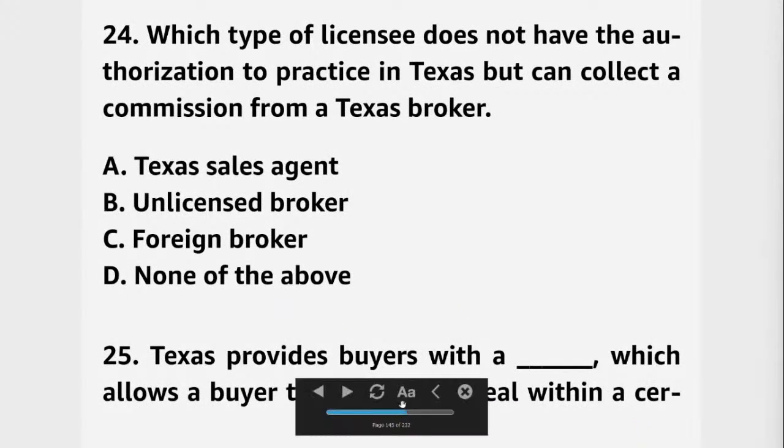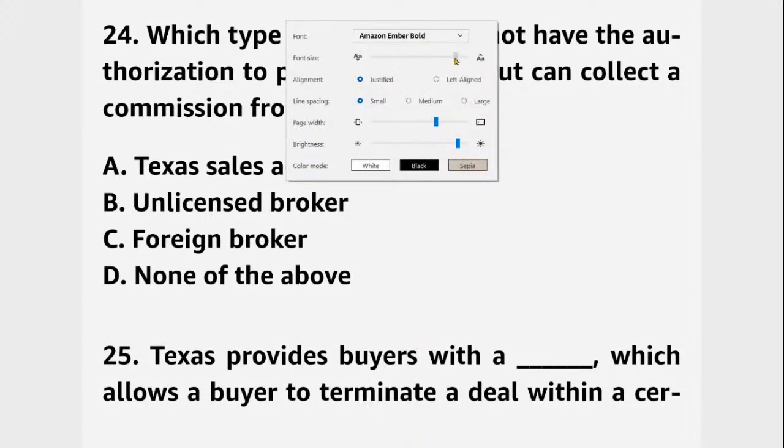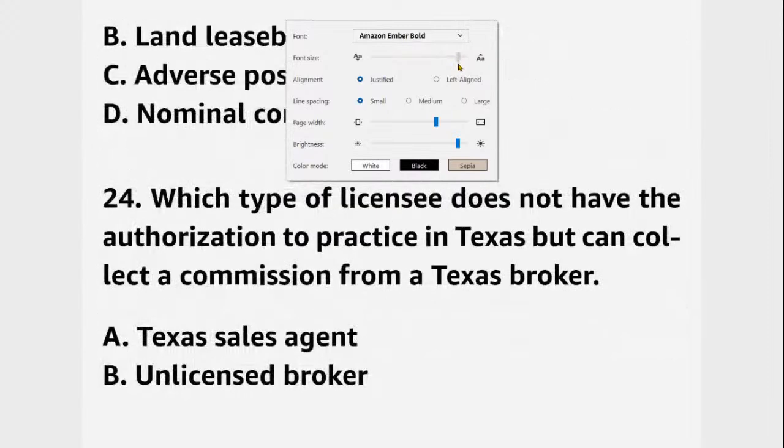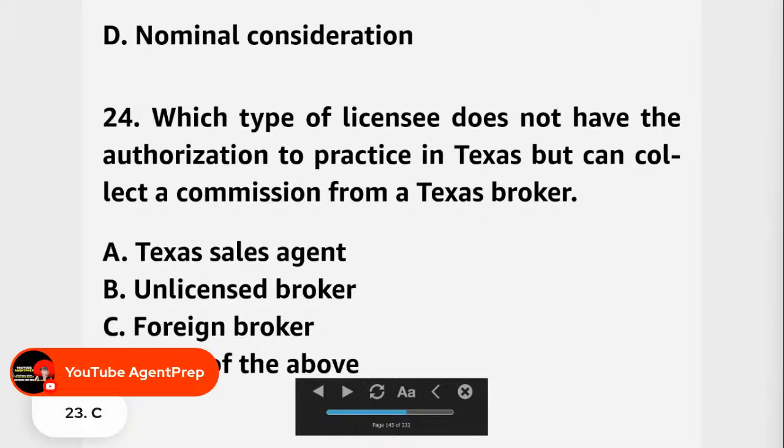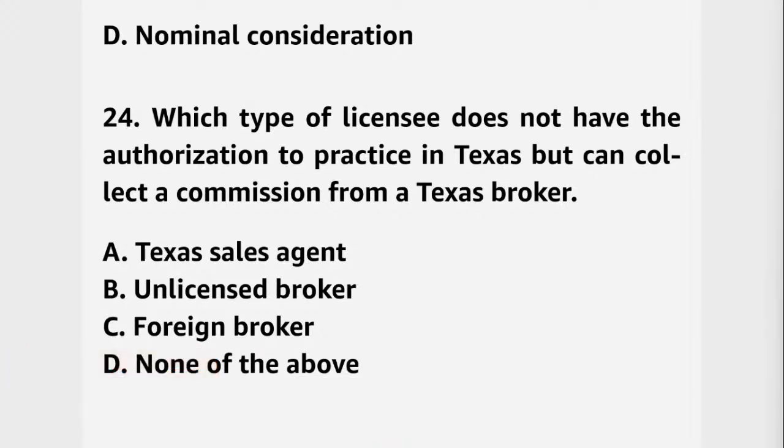Okay, number 24. Oops. There we go. So did I show the answer? 23. Okay, number 24. Which type of licensee does not have the authorization to practice in Texas, but can collect a commission from a Texas broker? A, Texas sales agent, B, unlicensed broker, C, foreign broker, or D, none of the above? Which type of licensee does not have the authorization to practice in Texas, but can collect commission from a Texas broker?